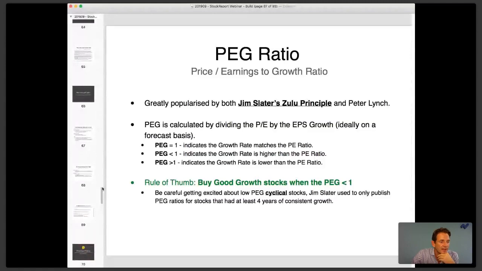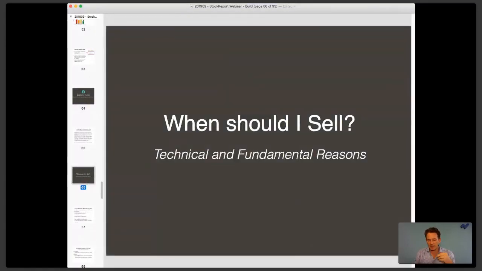It's a difficult decision to make. People can find it very, very hard. And as I said, I'll share these slides with you after. Where did I put those slides? When should I sell? Yeah, so you either take the technical or the fundamental approach.